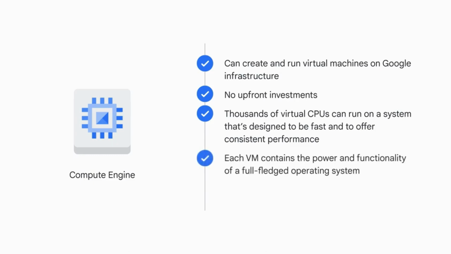Each virtual machine contains the power and functionality of a full-fledged operating system. This means a virtual machine can be configured much like a physical server by specifying the amount of CPU power and memory needed, the amount and type of storage needed, and the operating system.